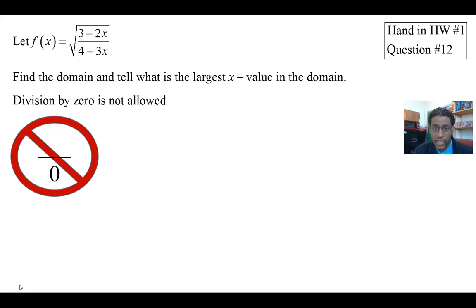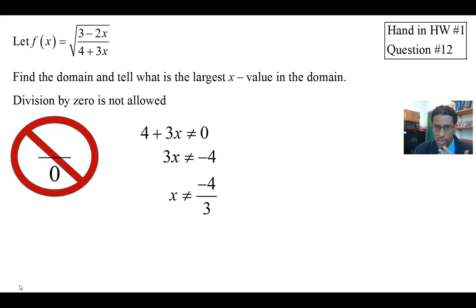So if you have a fraction, then you need to take its denominator and make sure that it's never 0. So in this particular function, 4 plus 3x can never be 0. And solving that means 3x can never be negative 4. Therefore, x can never be negative 4/3. That takes care of the issue of having division by 0.